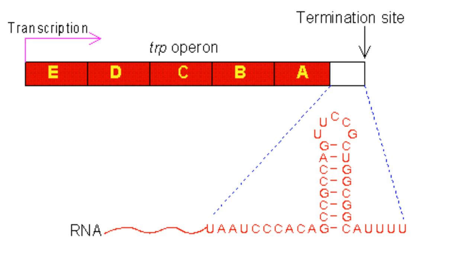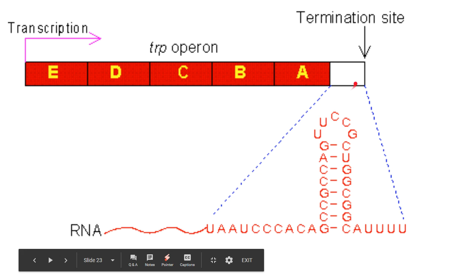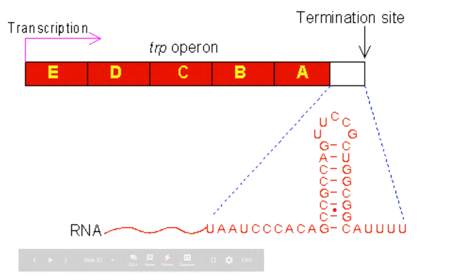But as we're doing transcription, again, I mentioned before, we have this termination site. So as it's making these genes, the RNA is being made, but once it hits the termination site, we get this rebinding of these nucleotides, which then causes it to get kicked off of the DNA.